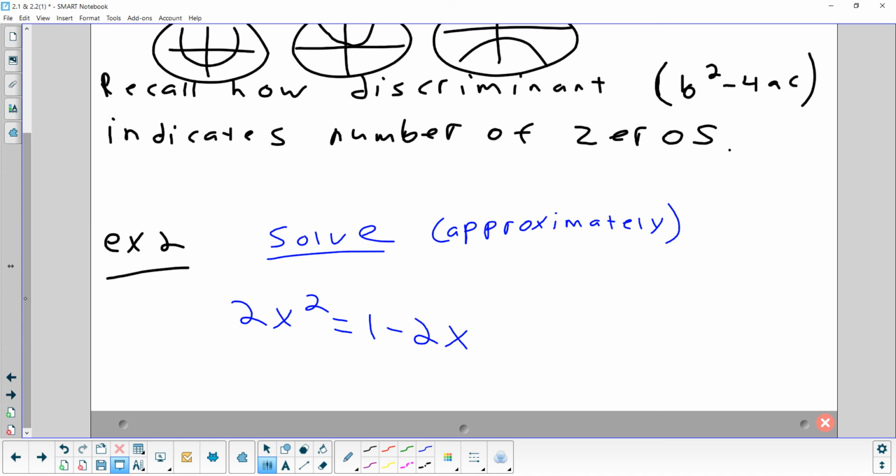Oh, negative b plus or minus the square root of b squared minus 4ac, all over 2a. Yes. And what is that called? Anyone remember? Yep, Caleb? Quadratic formula. So if you want an exact answer, you have to use the quadratic formula. If you want an approximate answer, the calculator is okay.